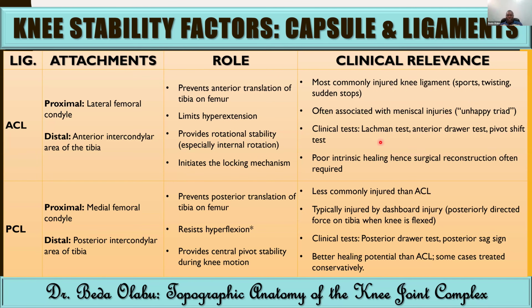The clinical tests for checking the integrity of the ACL are those three. I've already elaborated on the anterior drawer test. A similar thing with different direction for the PCL is the posterior drawer test. You can check what is the Lachman test. You can check on what is the pivot shift test. You can check on what is the posterior sag sign. At least remember the anterior drawer test for the ACL and the posterior drawer test for the PCL.